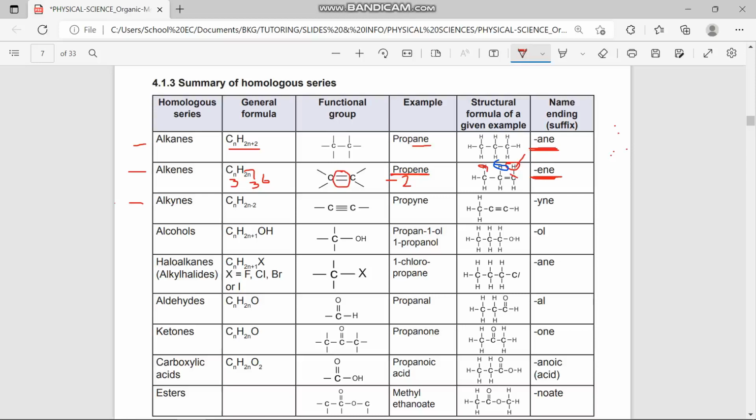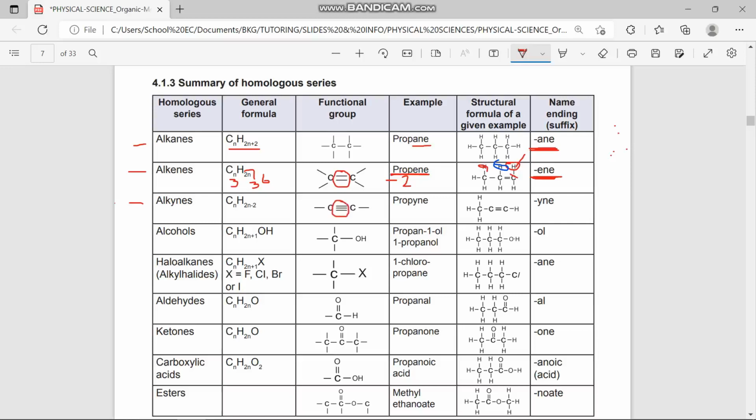The very first thing that we have is the general formula and the functional group. Our general formula is CnH2n-2, and this is going to decrease the number of H's because it's minus 2 now. Meaning that compounds under this homologous series are going to have fewer H atoms than alkenes and alkanes. So let's go to the functional group.